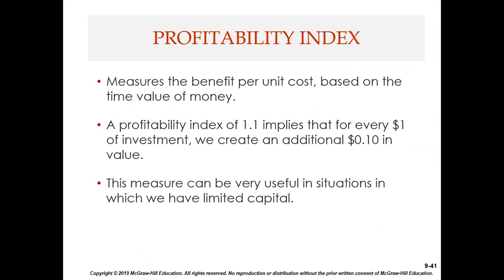The next area is called the Profitability Index, and this measures the benefit per unit cost based on the time value of money. What this means is when you have a profitability index of 1.1, it implies that for every dollar of investment, you'll create an additional 10 cents in value. And they talk about this at the bottom of page 296 into 297. So it's just another tool you can use.